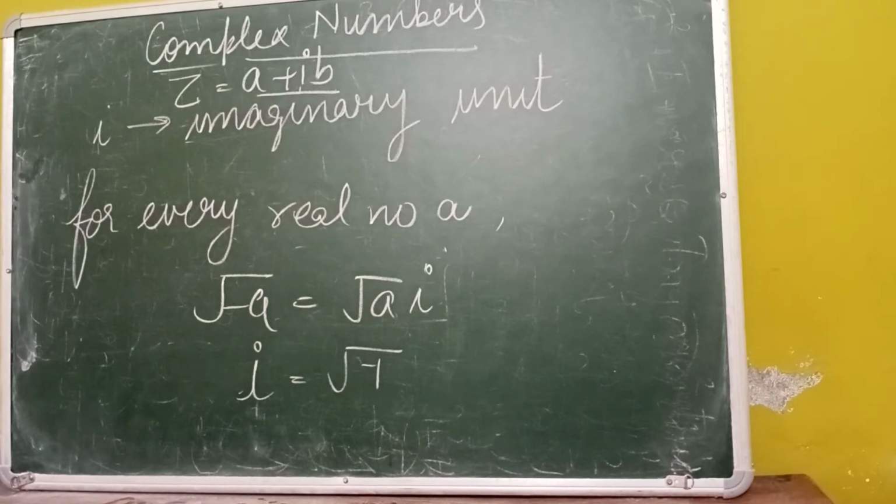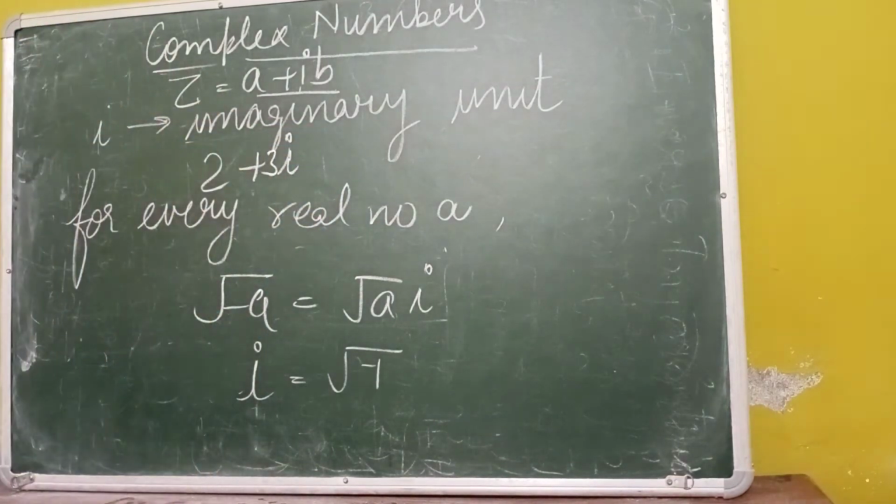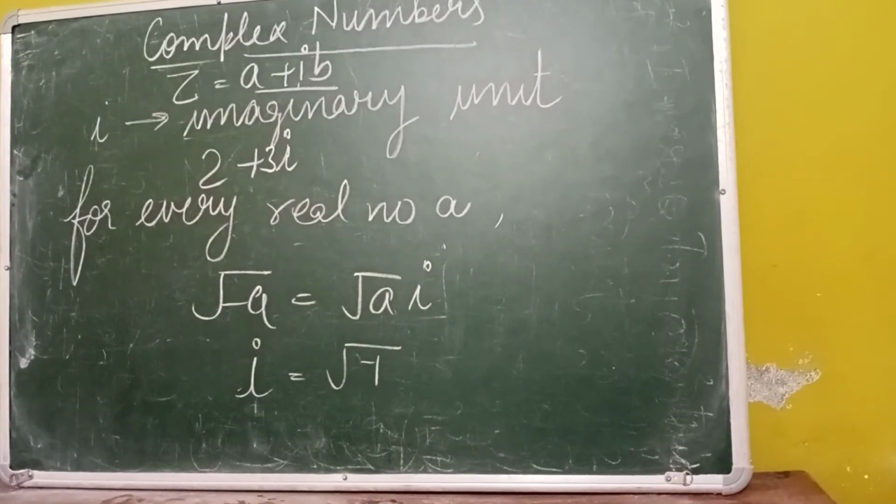If I am talking about a number which is given in the form 2 plus 3i, then here 2 is a and 3 is b and i is the imaginary unit. So we can say that for any real number a, the square root of minus a can be represented as square root of a times i, where i is equal to square root of minus 1. So here we will talk about all the imaginary numbers and complex numbers only.